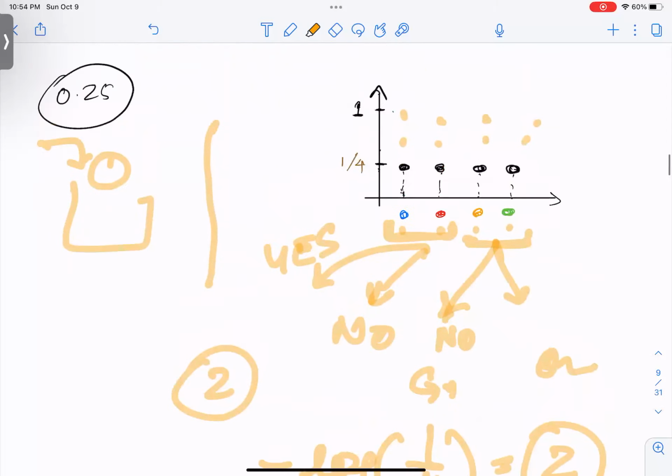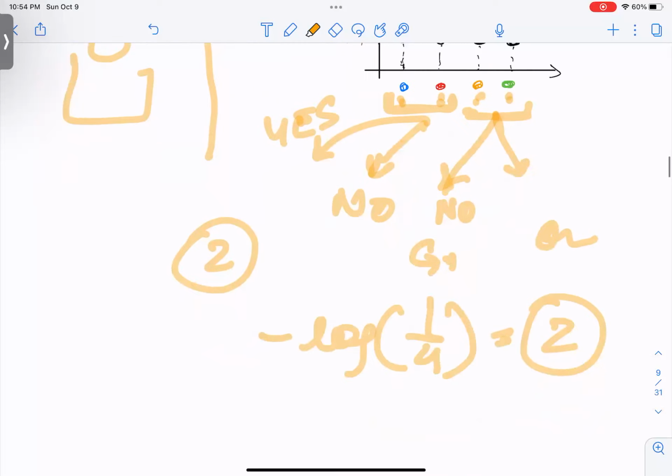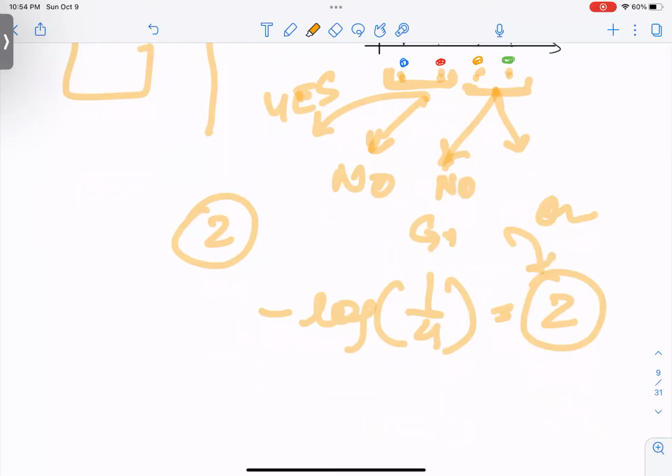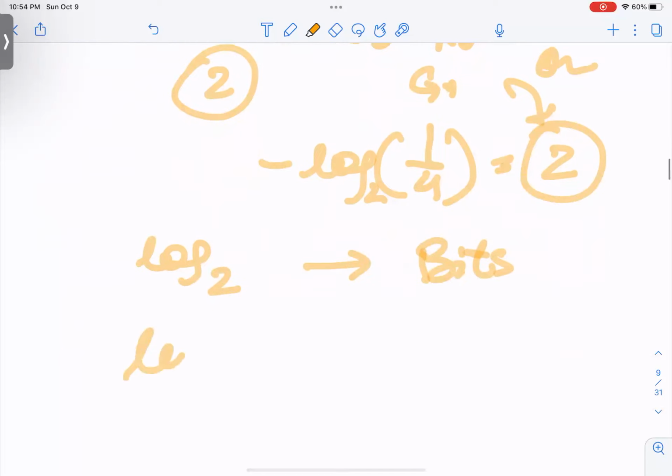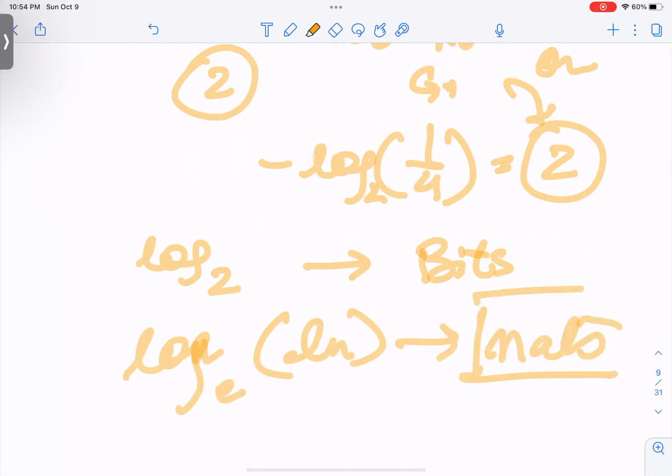How many questions do you need to guess whether it is blue? How many questions do you need to guess whether it is red, orange, or green? Because in this case every event is equally likely, we need an equal number of questions, 2 in this case. We are taking log to the base 2, and when we take log to the base 2, that information is generally known as bits. If we take natural log, as in ln, that is generally known as nats.